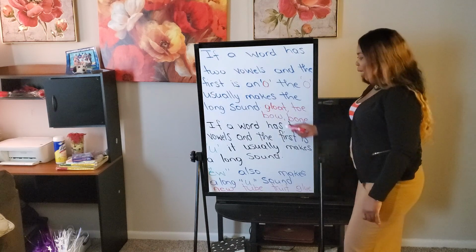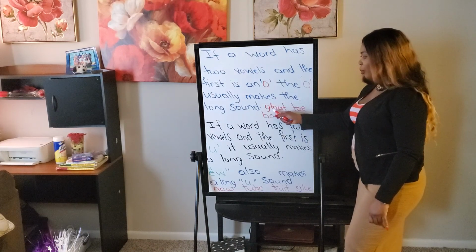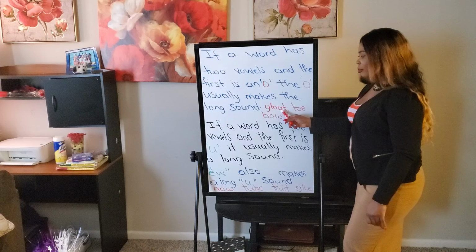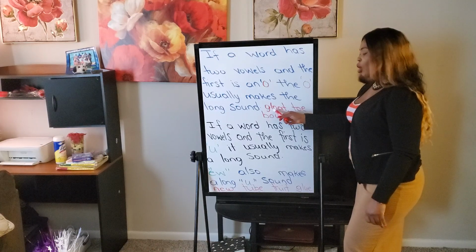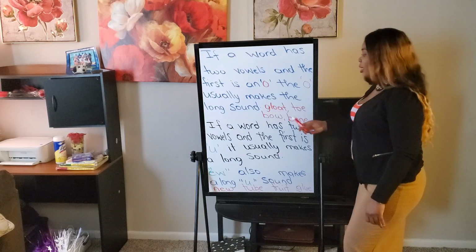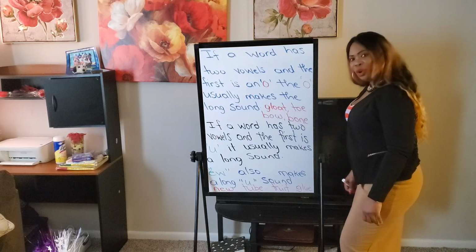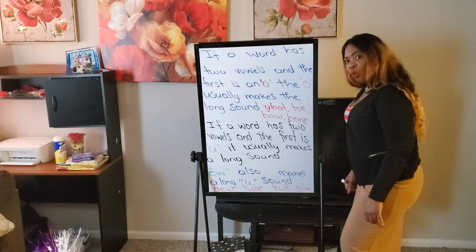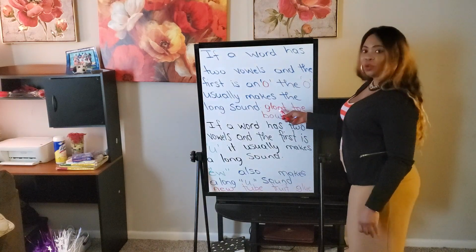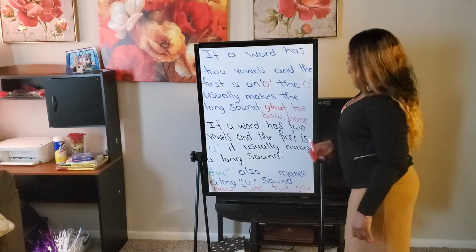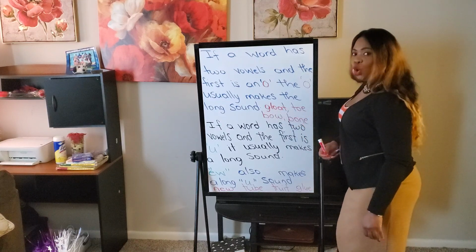Gloat. We have two vowels in the word, O and A. Naturally, it will call its name because it's going to give you a long sound. Can you hear it? Glow. Oh, beautiful. So it calls its own name. So it's gloat.